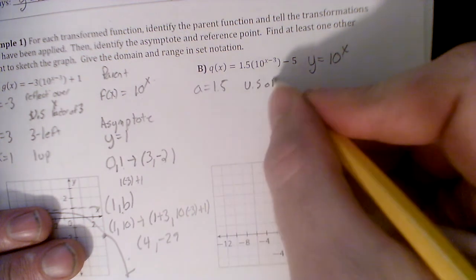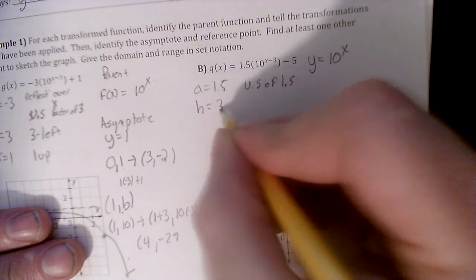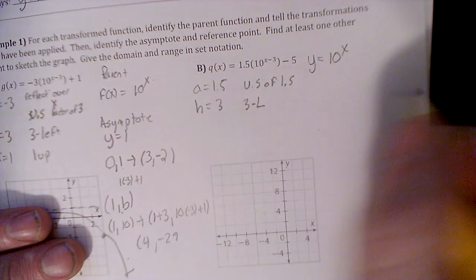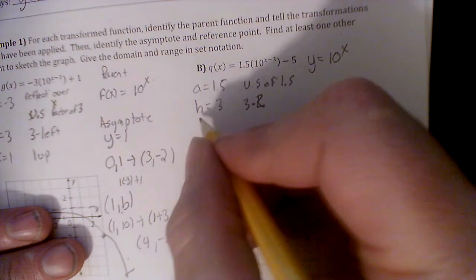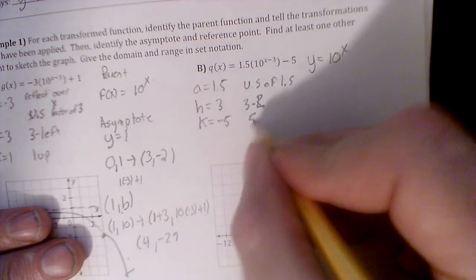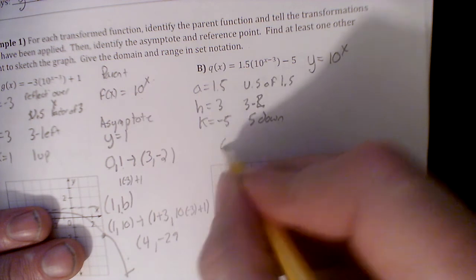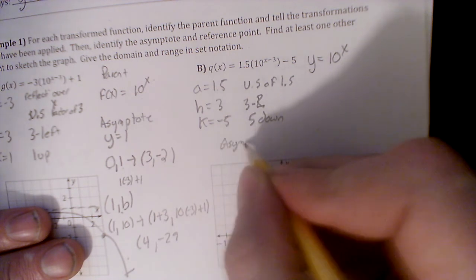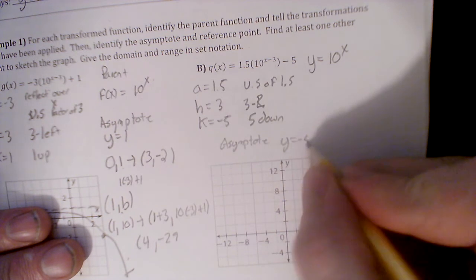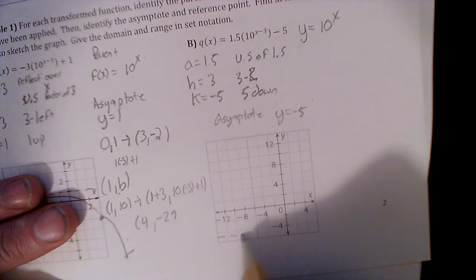A is 1.5. That's a vertical stretch of 1.5. We got h equals 3. Right? That's 3 to the right. Alright. Oh, I wrote left, right. We got k equals negative 5, which is 5 down. We know that 5 down is going to be our asymptote. So I'm going to say asymptote is y equals negative 5, which is really hard to see on here. It looks, they go by 2 here.